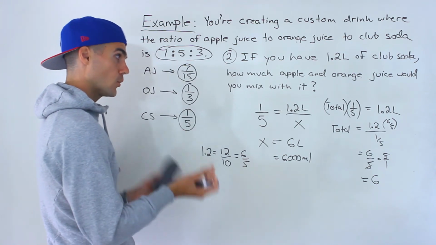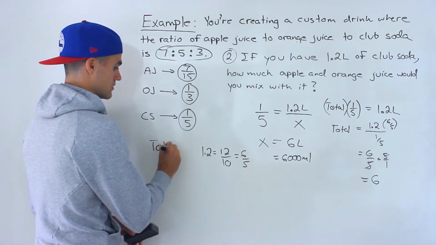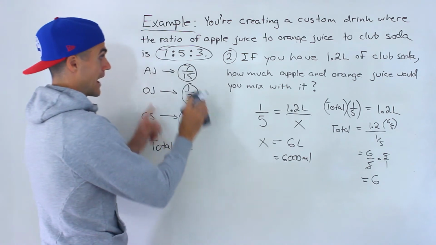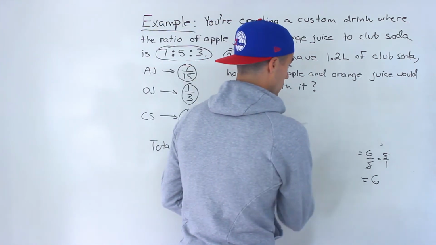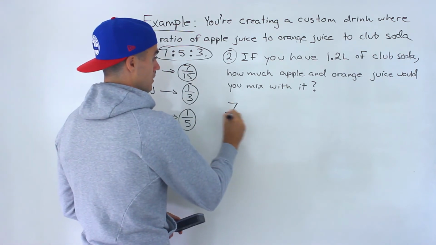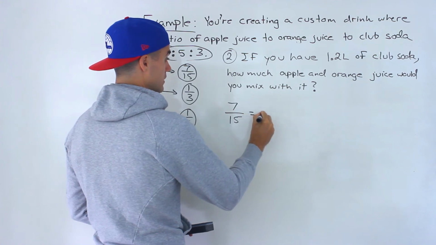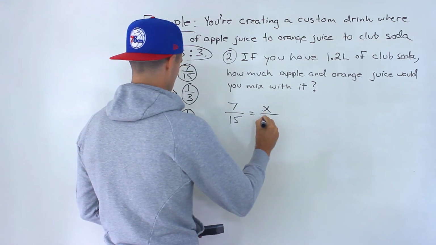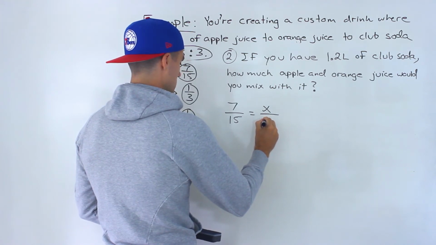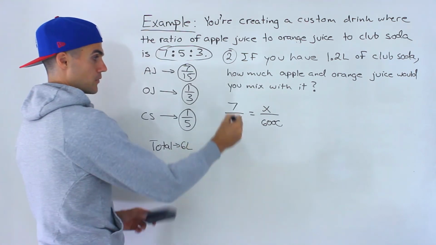So the total in this case is 6 liters. But that doesn't answer our question because they're asking how much apple and orange juice should you mix with it. Well, now that we have the total, we know that the ratio of apple juice to the total is 7 over 15. So we could solve for x, knowing that we got 6 liters. I'll convert it to 6,000 milliliters.